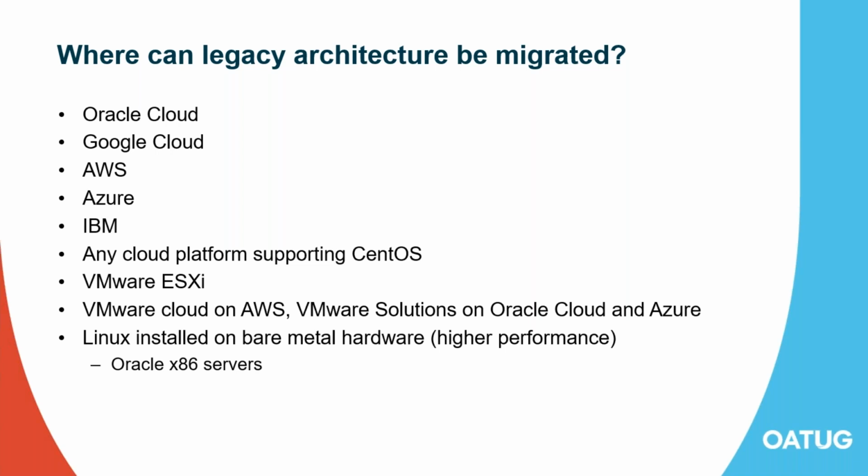You can do it on local virtualization infrastructure. So for example, VMware ESXi or Hyper-V, or basically anything else where the CentOS Red Hat kernel will run. This also works great on any of the VMware hybrid cloud solutions like VMware Cloud on AWS or the VMware solutions on Oracle Cloud or Azure.